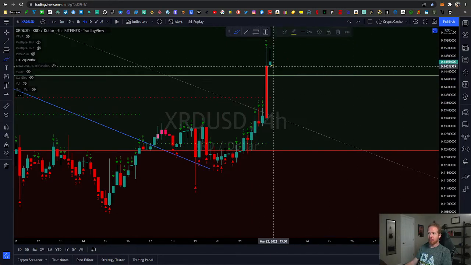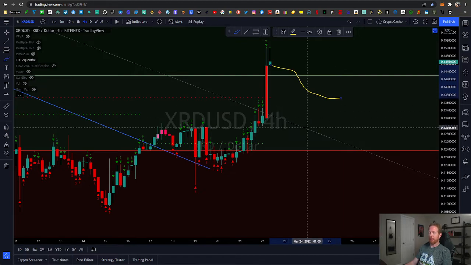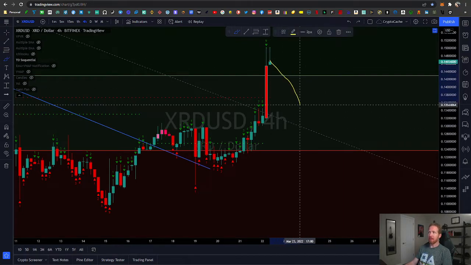So ideally, if the price were to retrace back down, it would come down to the most previous 9, which is about 13.7. But realistically, it could come all the way down to about 13 and bounce and be just fine.